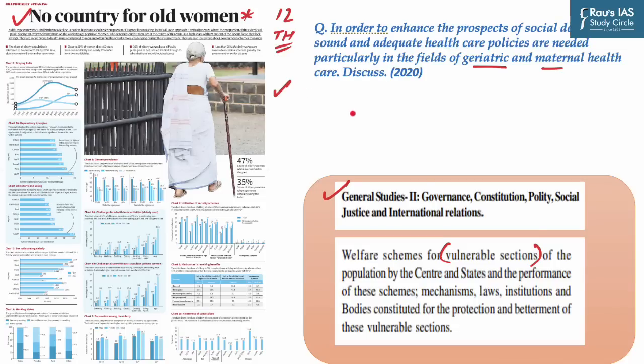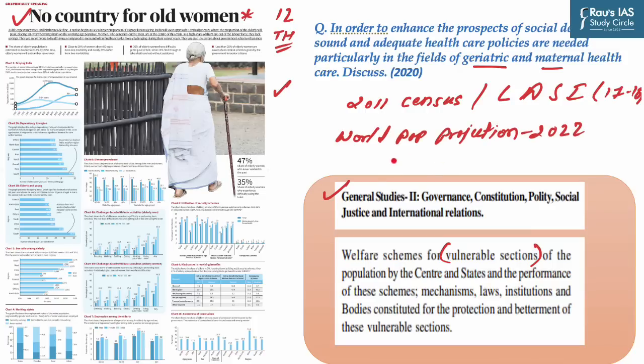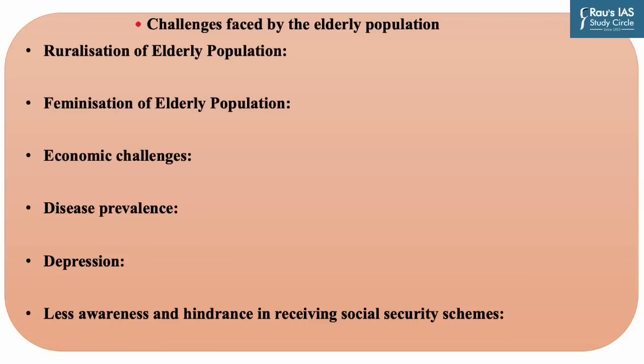Now, the UNFPA report, that is the India Aging Report, used data from the 2011 census and the Longitudinal Ageing Study in India, that is the LASI survey of 2017 and 18. It has also used data from the World Population Prospects 2022 report. Now, details regarding these reports, which are important from the perspective of the prelims examination, have been provided in PDF format, for which the link has been provided in the description box. Now, let us discuss the challenges faced by the elderly population.